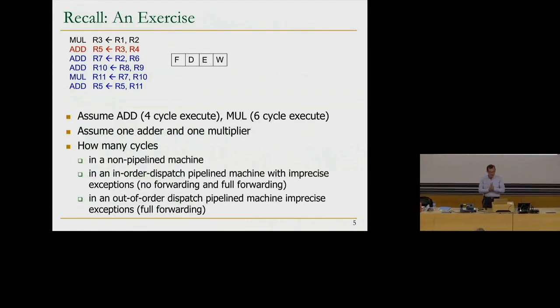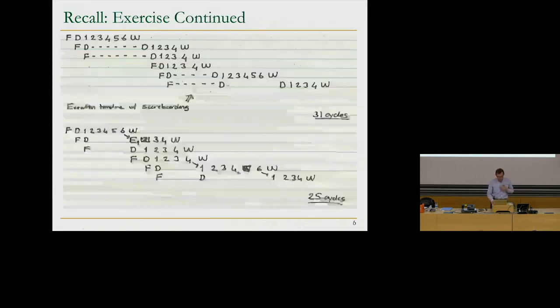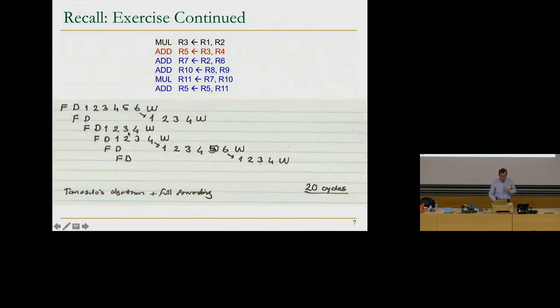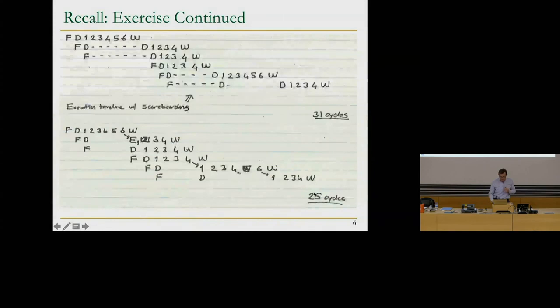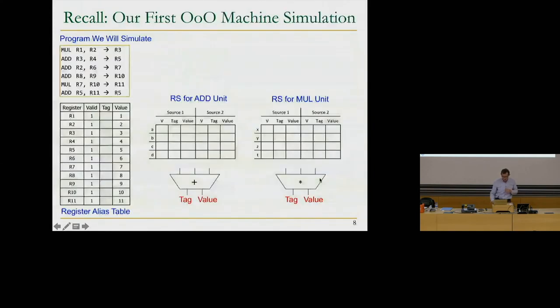Recall that we were doing this exercise where we were simulating the execution of this program in an out-of-order execution processor with imprecise exceptions to begin with. We have these 4 stages, and add takes 4 cycles and multiply takes 6 cycles. I'm not going to go through the simulations that we did yesterday, but basically out-of-order execution enables the out-of-order dispatch of these 2 instructions that are independent, as you can see over here. As a result, it gives you better performance, like 20 cycles as opposed to 25 cycles in this case. If you remember, we were doing the simulation. Just to jog your memory, I'll talk about this again.